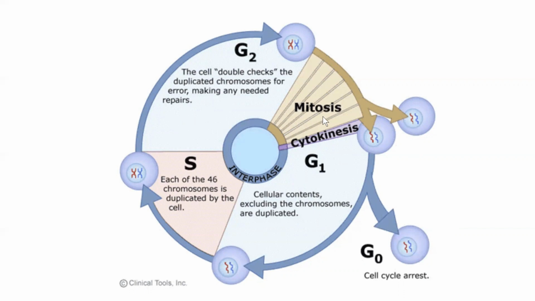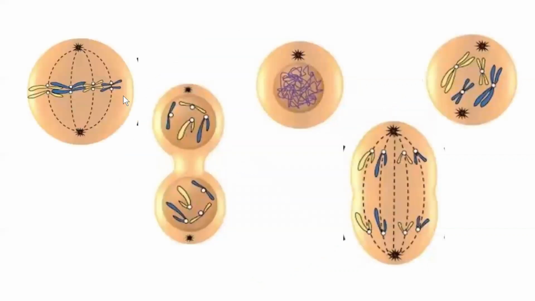So I'm going to show you some images, and I want you to identify what phase of mitosis each image is in. Here are 5 different images. Each one of these is in one of the phases of mitosis. So take a moment, figure out which one's in prophase, anaphase, metaphase, telophase. You got it.